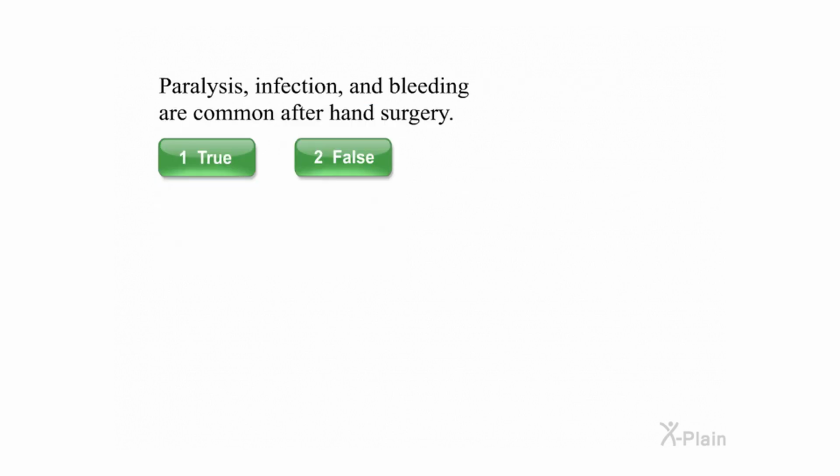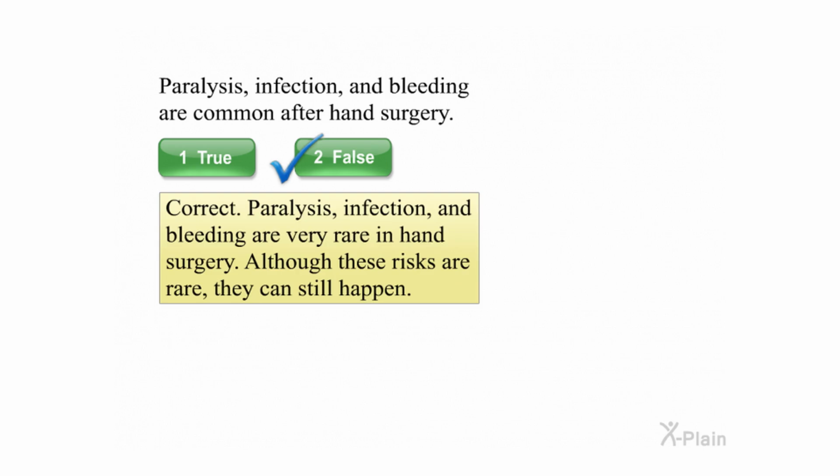Paralysis, infection, and bleeding are common after hand surgery. Select true or false. Correct. Paralysis, infection, and bleeding are very rare in hand surgery. Although these risks are rare, they can still happen.